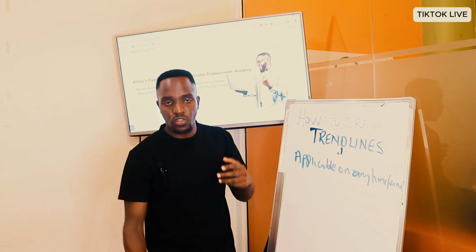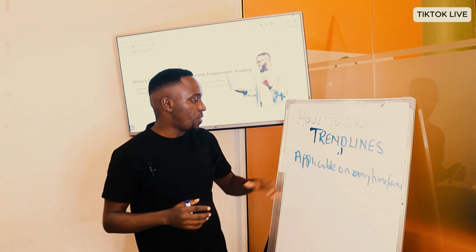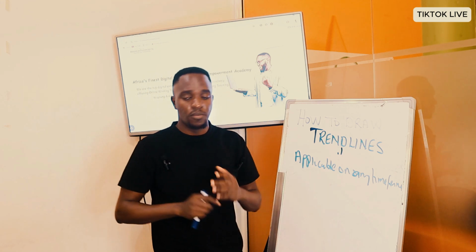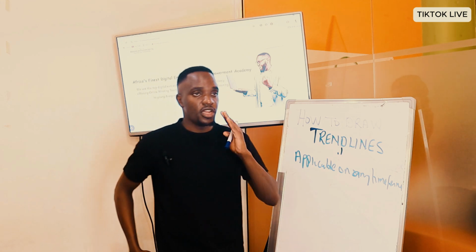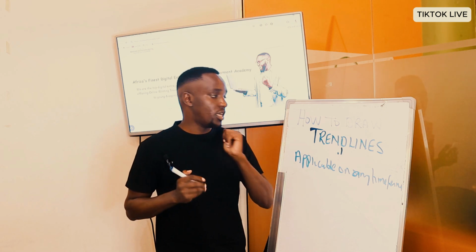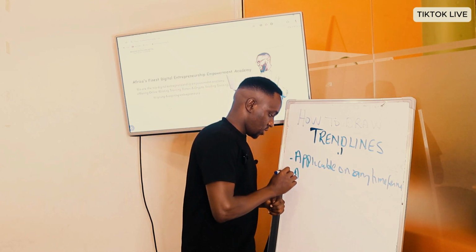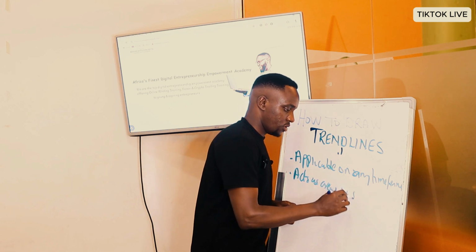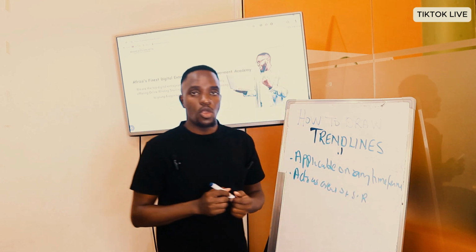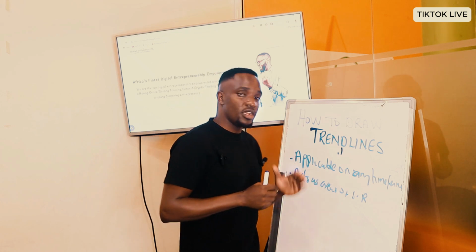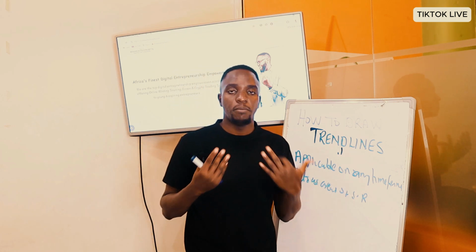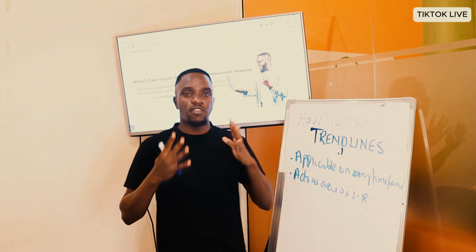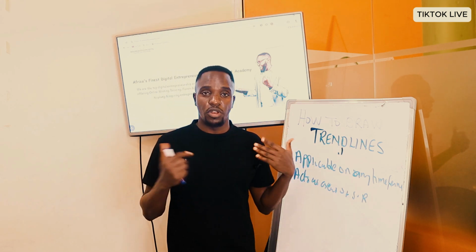Now, the second thing that you should note about trend lines, apart from being applicable on any time frame, is that they act as areas of support and resistance. We can use the trend lines as key levels of support and resistance. So anytime you are drawing a trend line, just have that basic knowledge about support and resistance.